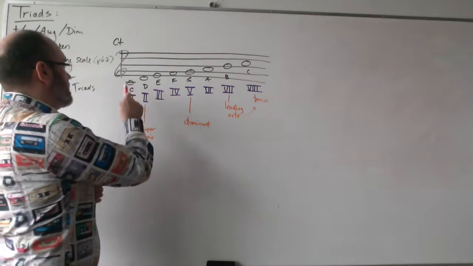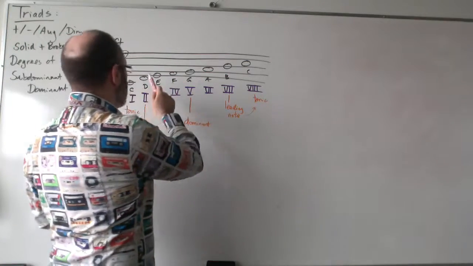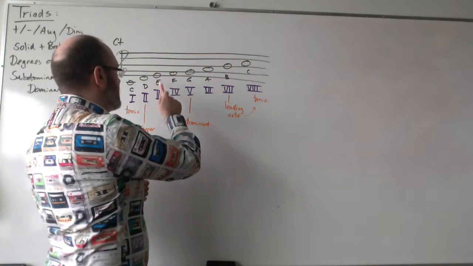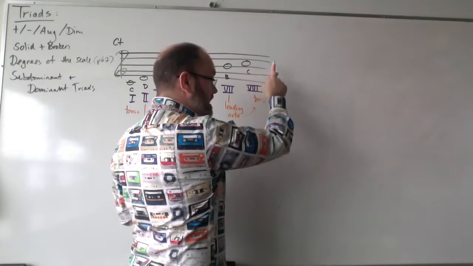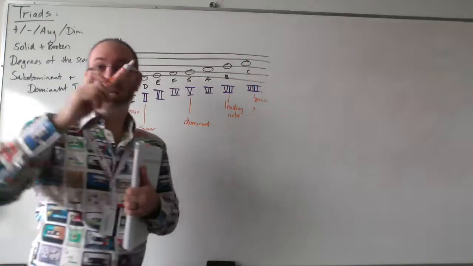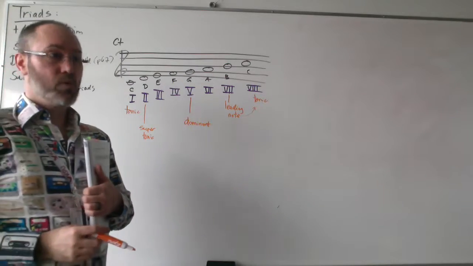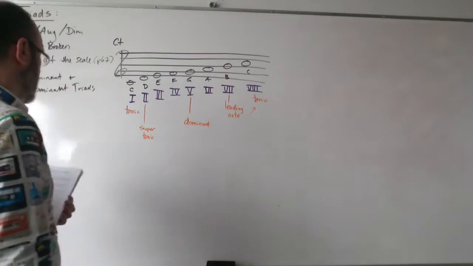So if we were going like C, D, E, F, G, A, B, C, and we went D, E, F, G, A, B, C, it would lead us into another scale. Okay? So that's the leading note.